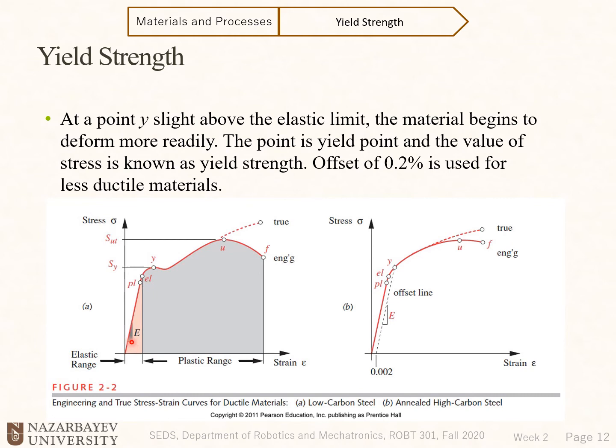So again, so far, you should be familiar with Young's modulus. It's one of the mechanical properties we managed to extract from that tensile test. The other one is yield strength.